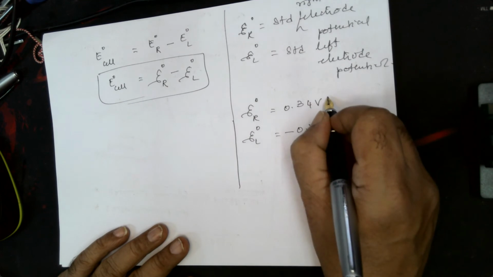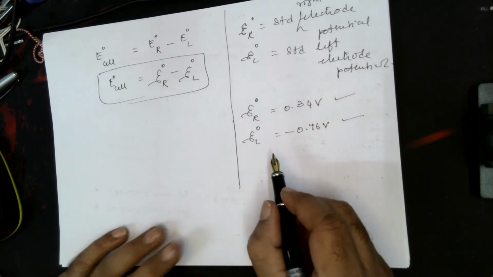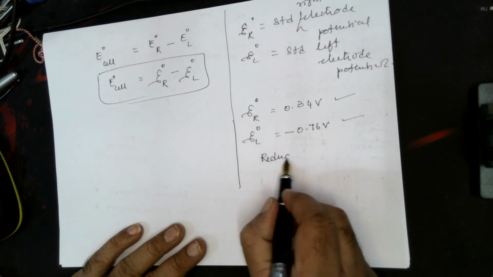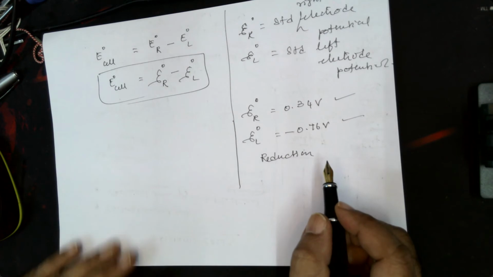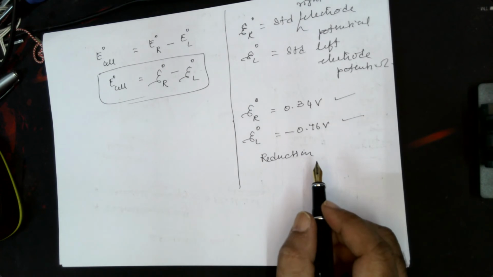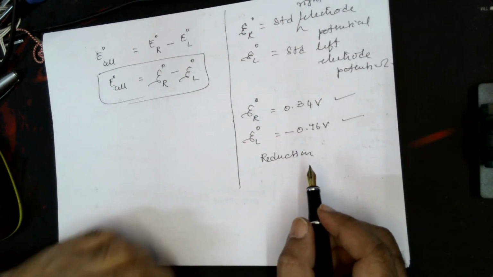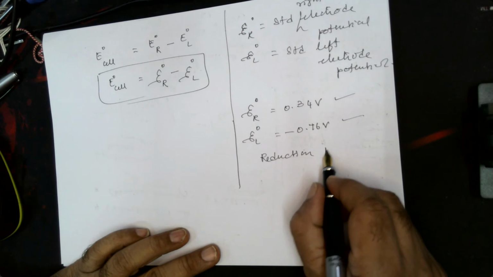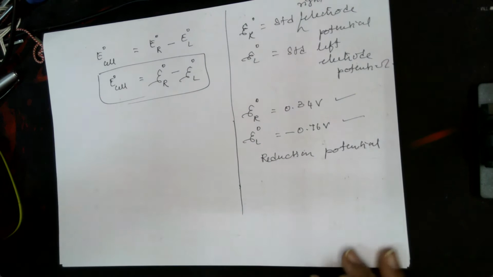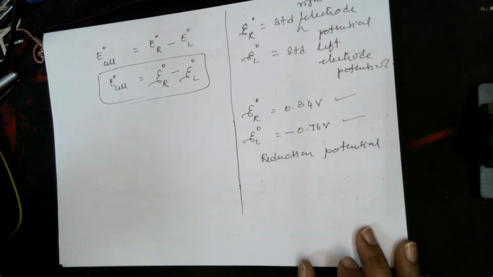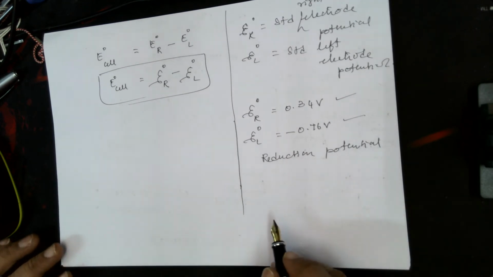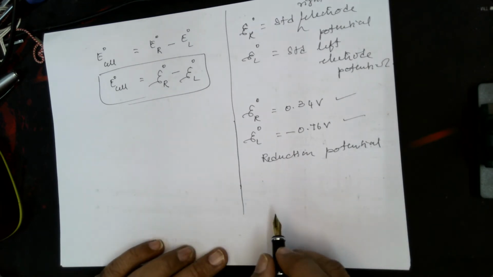So usually these two represent, by our Indian convention, reduction potential. Take note. You can interpret either in terms of oxidation potential or in terms of reduction potential. Let me consider, as per the Indian convention, reduction potential. In the electrochemical series, these reduction potentials are neatly arranged either in ascending or descending manner, at standard states.